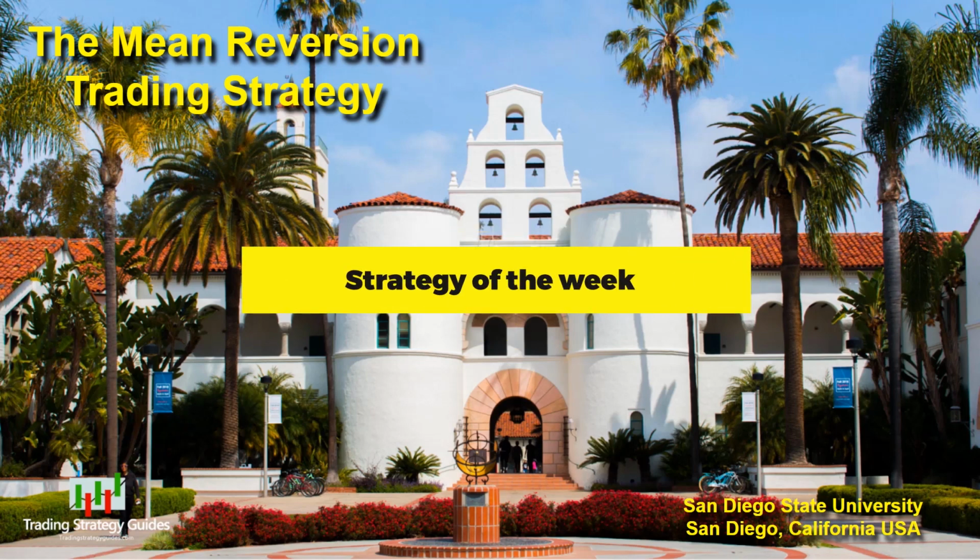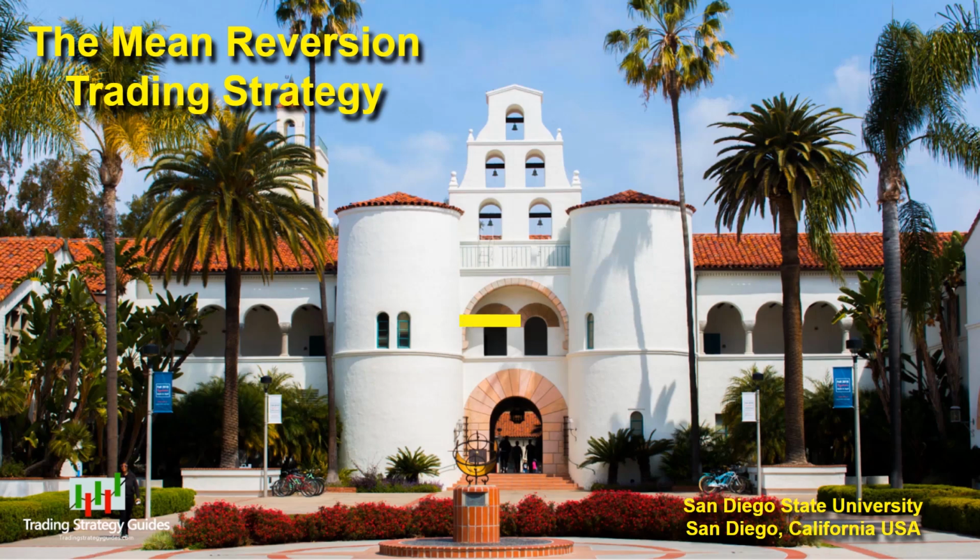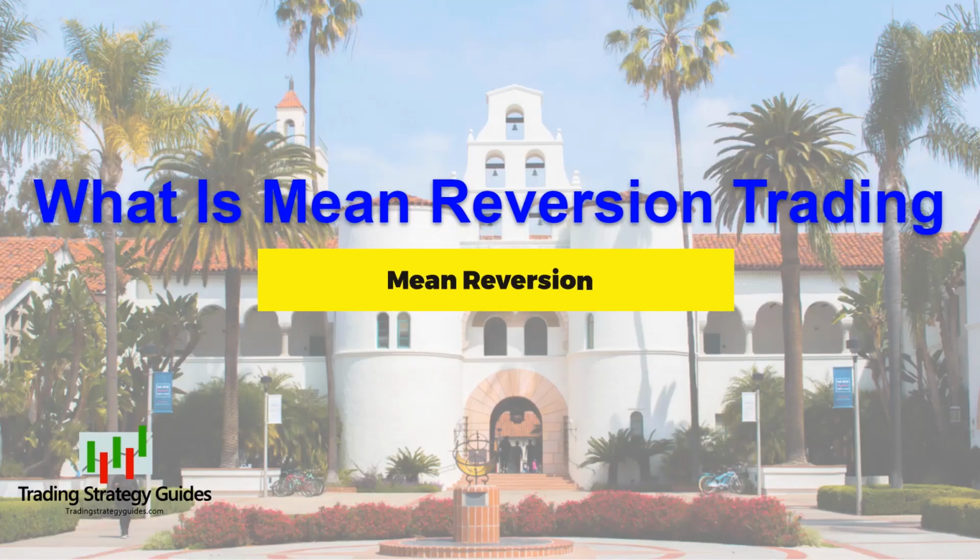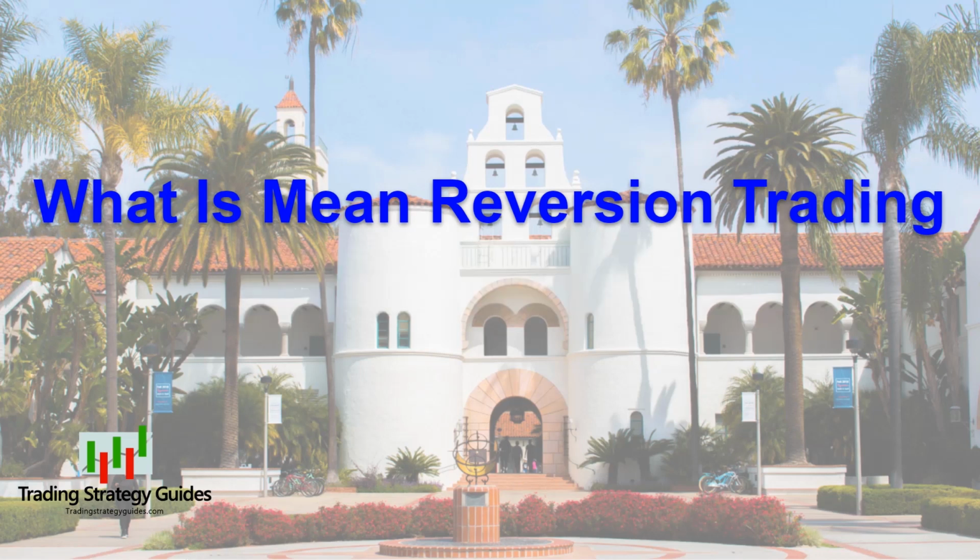Today we're going to look at the mean reversion trading strategy. So, mean reversion trading, what the heck is that? Mean reversion trading assumes that over time the prices of any asset, be it a stock, commodity, forex currency, cryptocurrency, whatever, in time will revert back to the mean or average price. In other words, reversion to the mean comes down to the old saying, what goes up must come down.